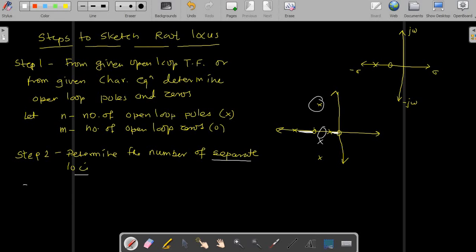Okay. Now step 3. Step 3, let me write here. What is step 3 now? Step 3 is we need to determine the centroid.